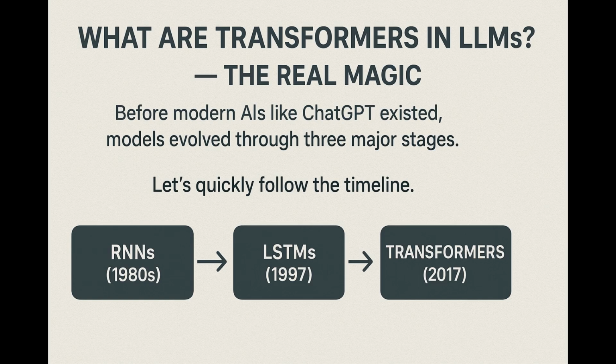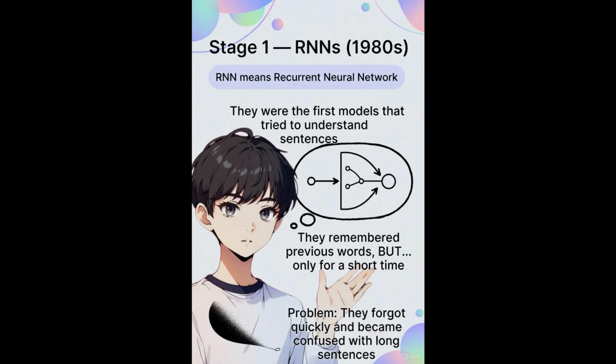Before modern AI like ChatGPT existed, models evolved through three major stages. Let's quickly follow the timeline. In stage 1, RNNs were introduced in the 1980s. RNN stands for Recurrent Neural Networks, the first models that tried to understand sentences. They remembered previous words but only for a short time. The problem here: they forgot information very quickly and struggled with long sentences.